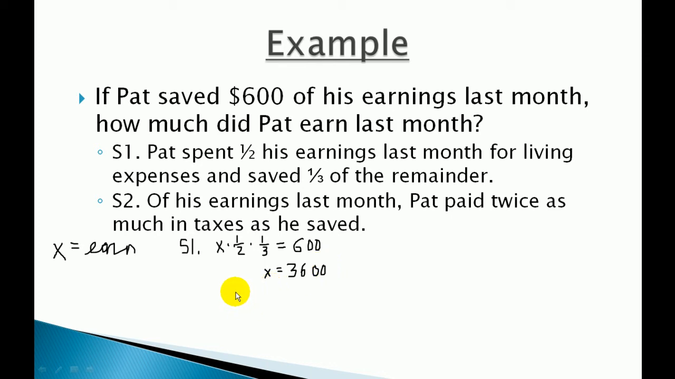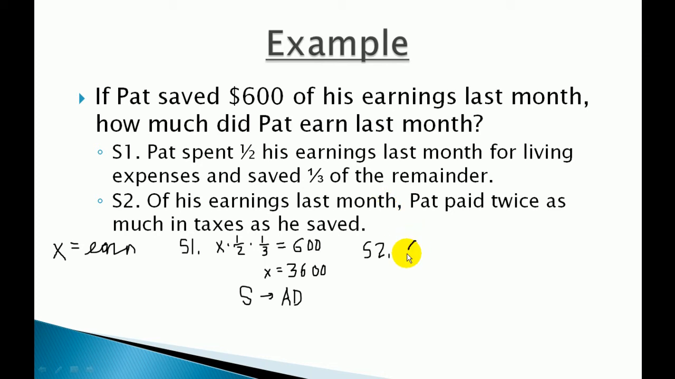So since we were able to get a single discrete value for X and answer the question, statement 1 is going to be sufficient. And the correct answer is going to be A or D. Next, we have to evaluate statement 2 independently. Remember, we have to block out the information from statement 1. So statement 2 says, of his earnings last month, Pat paid twice as much in taxes as he saved.